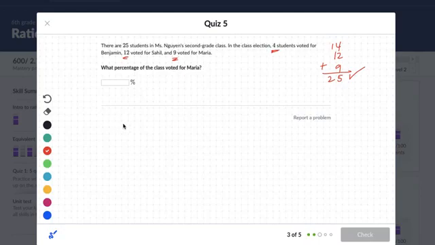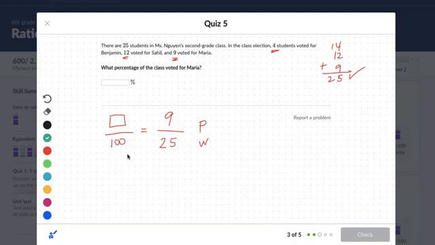Let's see, what percentage of the class voted for Maria? So we don't know the percentage. Normally we would put our percentage up here and the 100 on the bottom, but we don't have that. That's what we need to find out. So that's why that one's blank. And so we want the part and the whole. So we have 9 for the part, 9 part of the class voted for Maria, and the whole would be 25 total students.